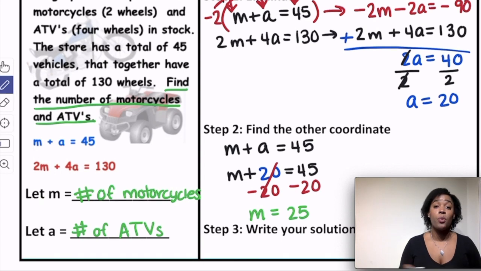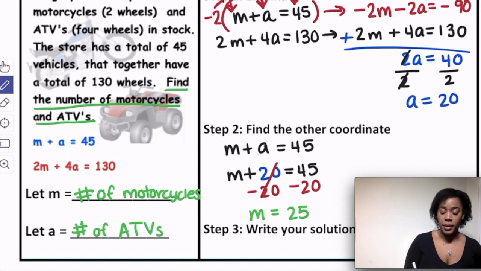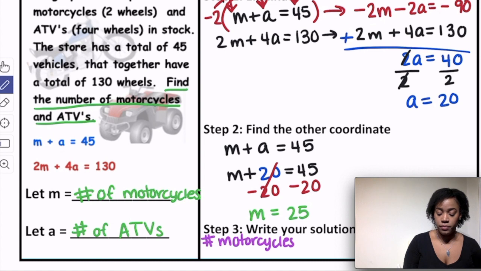Now, because this is a word problem, our solution needs to be tailored specifically to the word problem. So I'm not going to write it as a coordinate, but in this case, I'm going to say the number of motorcycles equals 25, and the number of ATVs equals 20.